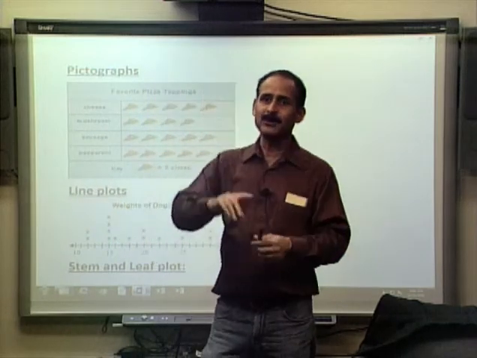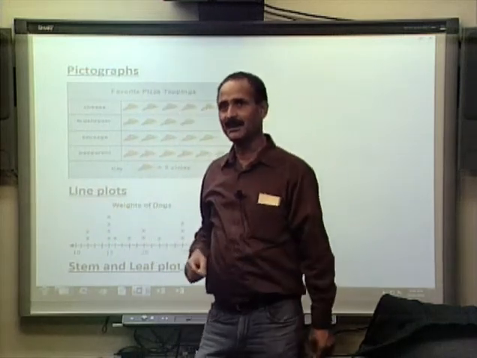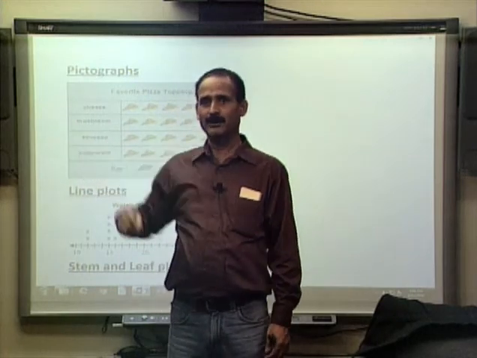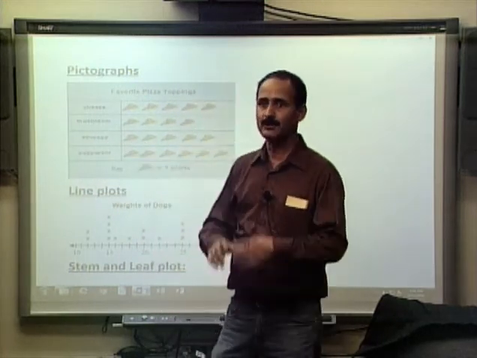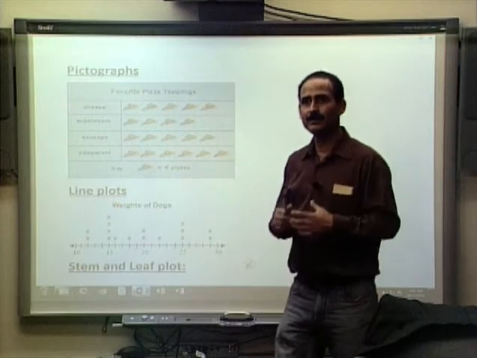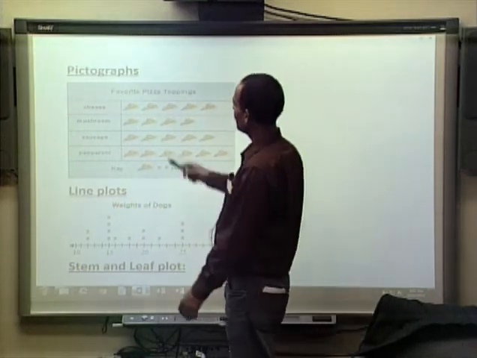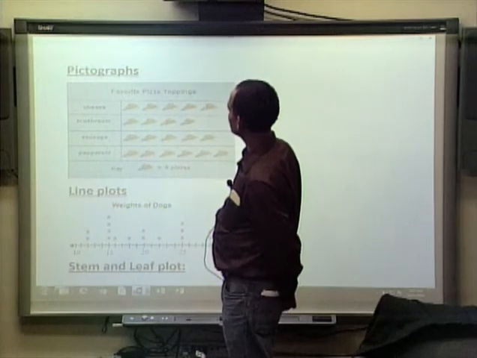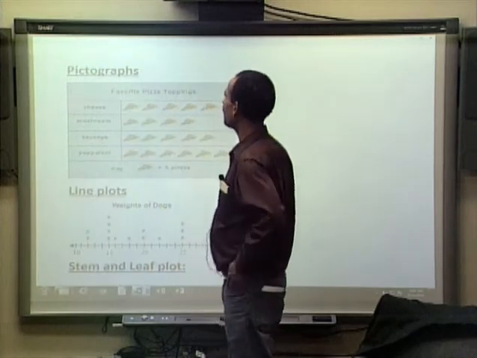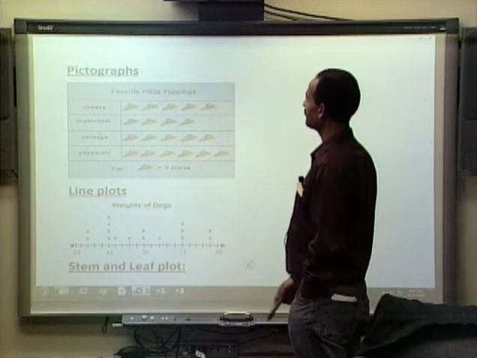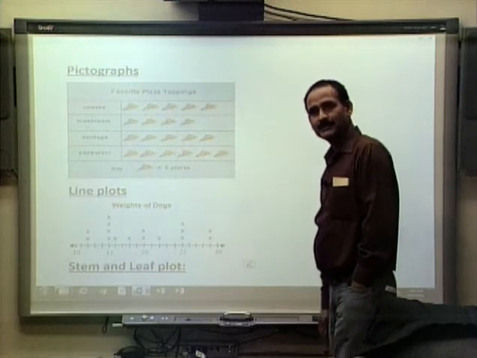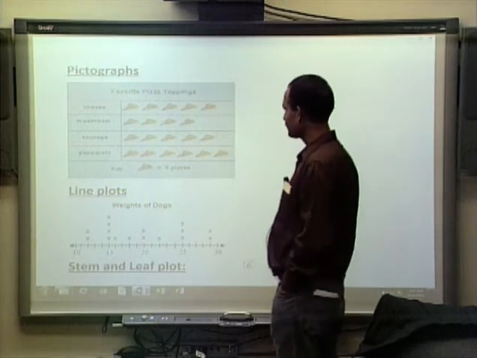In the bar graph, we use bars to represent the data. In pie graph, we use pie of a circle to represent the data. Now in pictograph, we use pictures to represent the data. Here is an example of pictograph. This is a pictograph for favorite pizza topping.